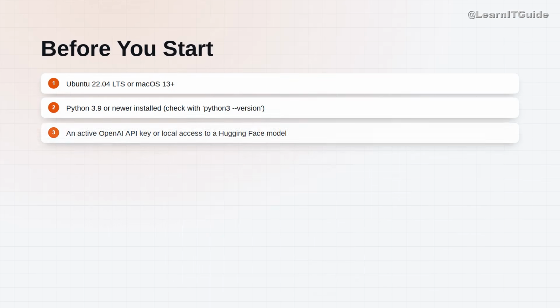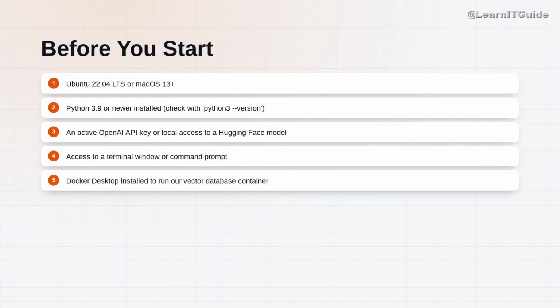Before we dive into the code, let us make sure you are ready. You need a modern operating system like Ubuntu or macOS. Ensure you have Python version 3.9 or newer installed. You can check this by running python3 --version in your terminal. You will also need an OpenAI API key or a local model ready to go. Finally, make sure you have Docker Desktop running as we will use it to spin up our vector database. Open your terminal by searching for terminal on macOS or pressing the Windows key and typing CMD on Windows. Perfect. Let us move on to the setup.